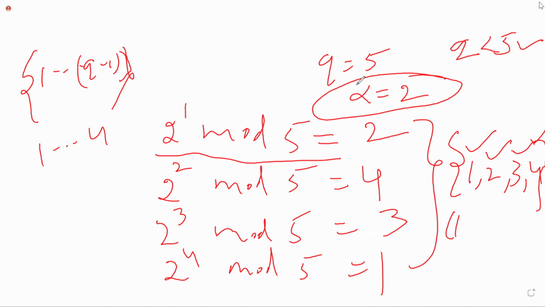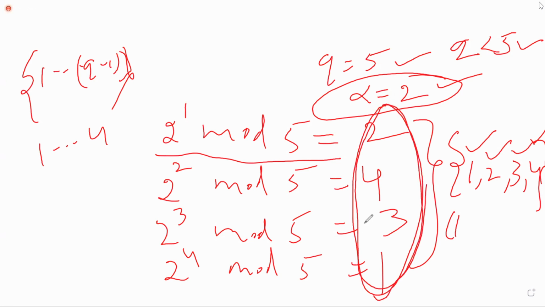So the prime number we choose may have n number of primitive roots. It doesn't mean that it will have only one primitive root. It may have a number of primitive roots. Suppose here, given 5, alpha is equal to 2 is satisfying. If we take some other number, alpha is equal to 3, it may satisfy or may not. If 3 power 1 mod 5, 3 square, 3 cube, 3 power 4 mod 5 gives all this set from 1 to 4 without repetition, then that number is called the primitive root.